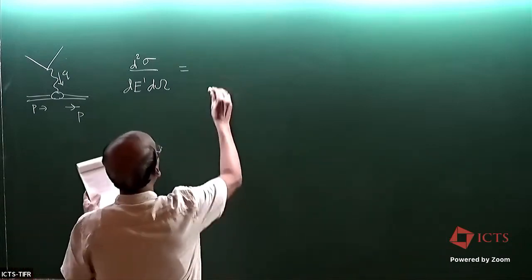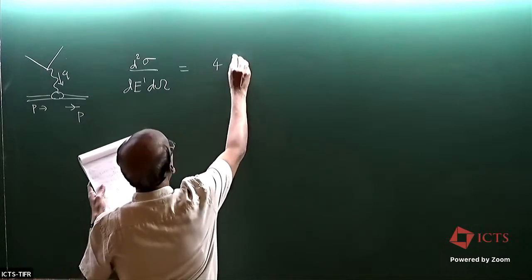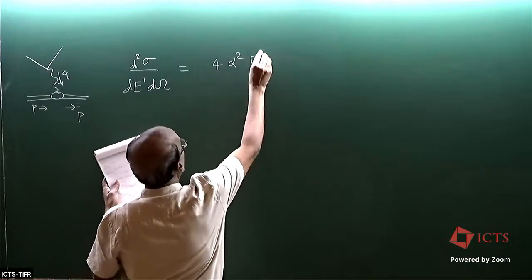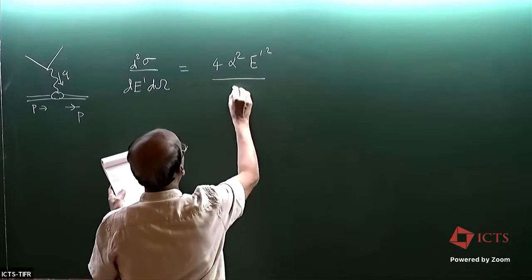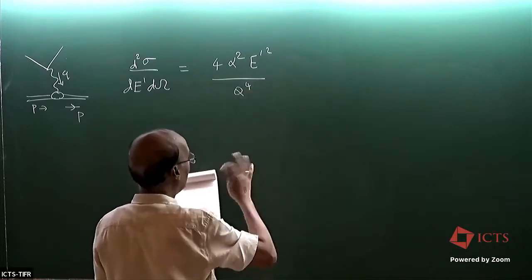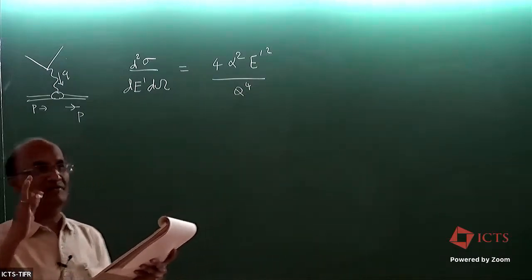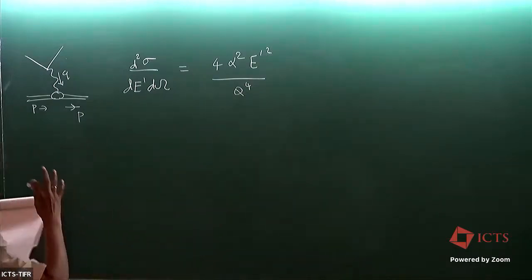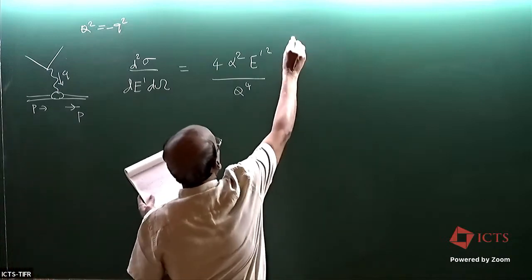So this is something like 4 alpha square E prime square divided by q power 4. I shift between small q and capital Q. The only difference is capital Q square is minus q square. So that's the only difference, so it shouldn't matter what I used.